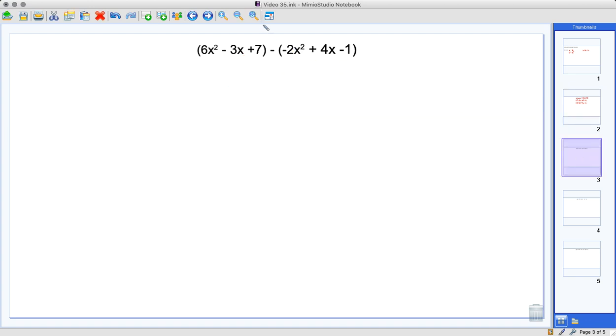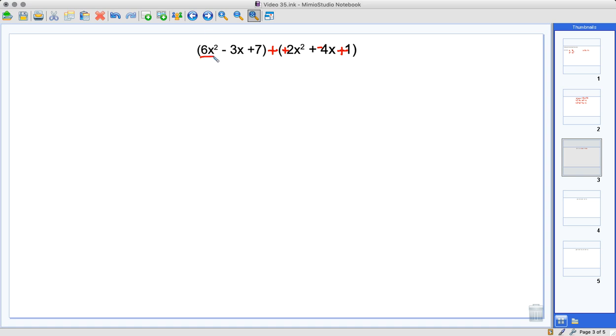Subtracting, basically what we're going to do is turn it into an adding problem, like we did way back when we learned our adding rules. So I'm going to put a plus sign here. I'm going to change all of the signs in here. So that becomes positive, that becomes negative, that becomes positive.